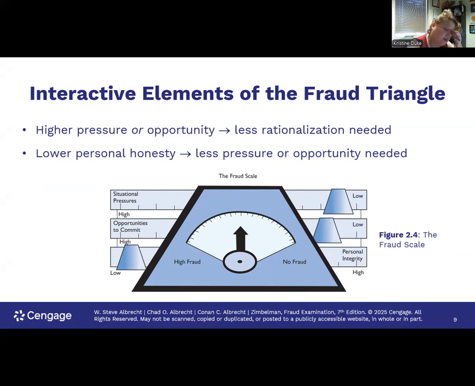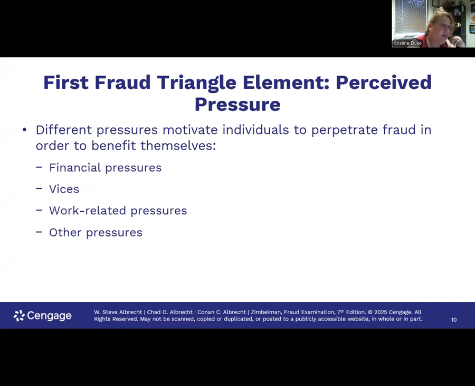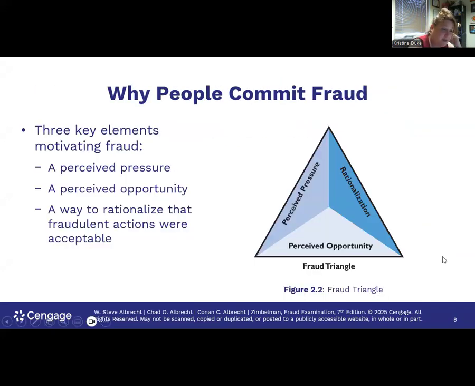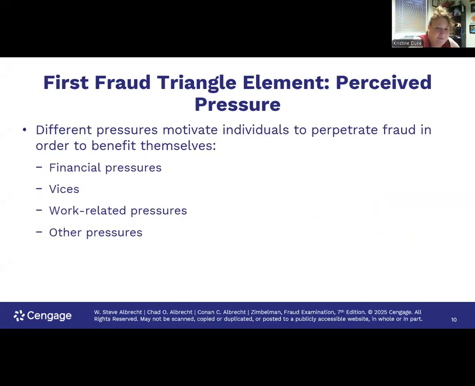Let's see if they got another one in there. No, they don't. Okay, I'm going to actually add one. If you add another point in here and make it a diamond, it's capability. That's the fraud diamond, where it adds the capability. Not everybody who may be put in this situation, they may have pressure and they can rationalize why it's owed to them. And there may be the opportunity, but they may not have the capability to commit the fraud.